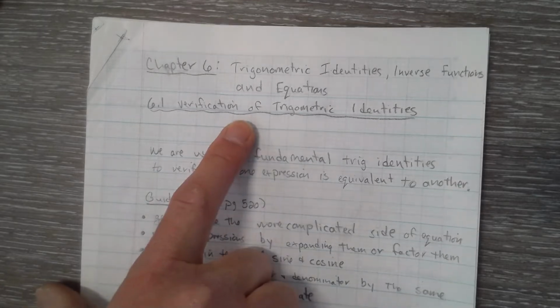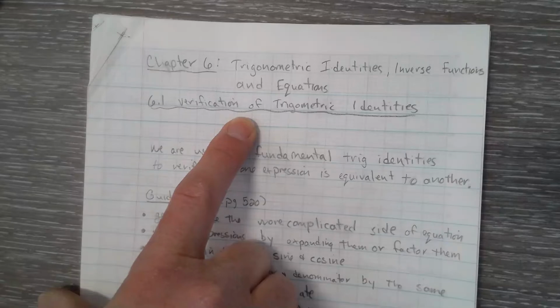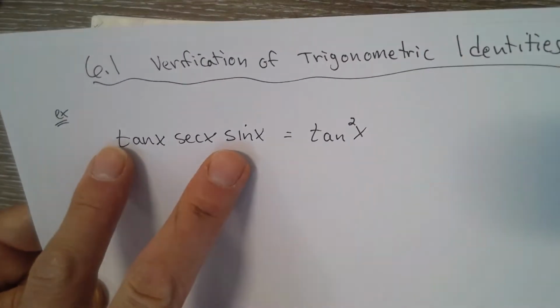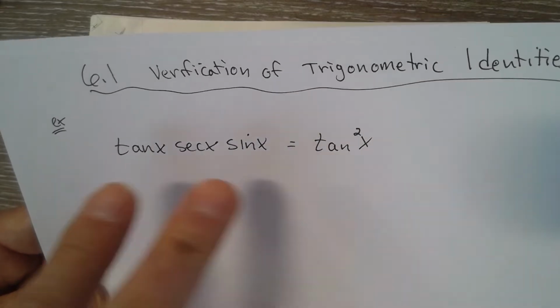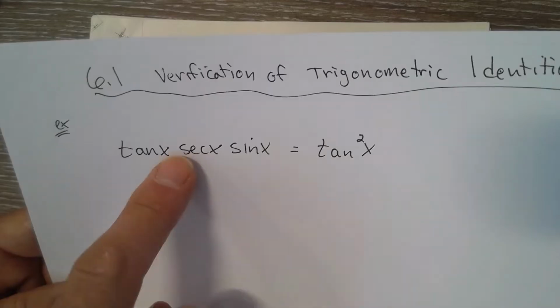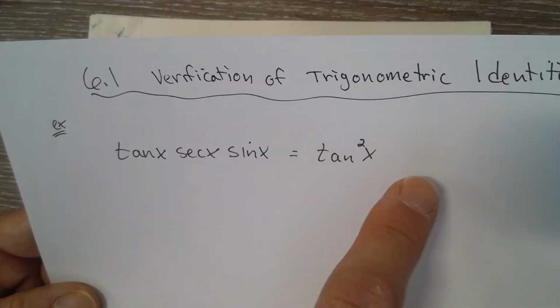All right, so 6.1 is just verifying trig identities. This is easier than the simplifying. I talked about this earlier. It's easier because you know what the outcome is. You don't have to wonder whether it's simplified or not. You don't know whether to stop or keep going. Verifying means you've got this on one side, you've got this on the other side, and you're just trying to use trig identities to make this side equal to that side.